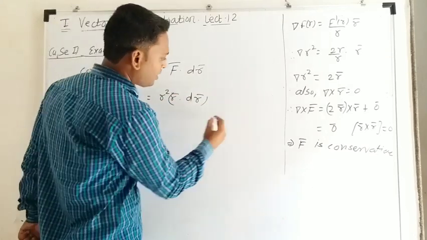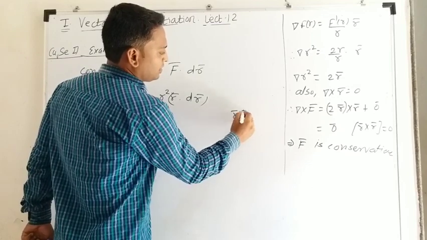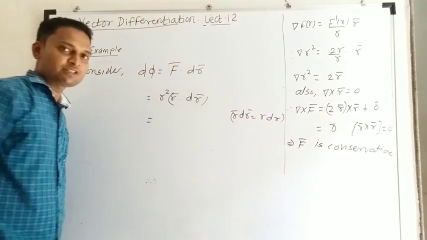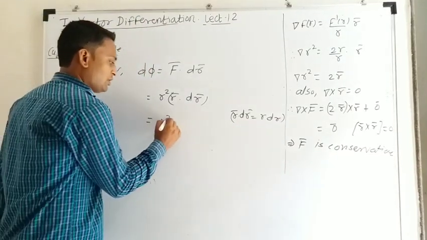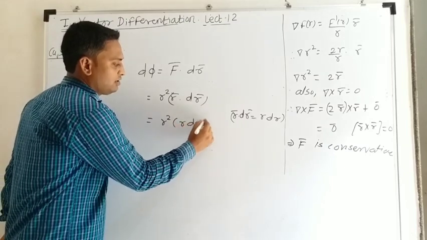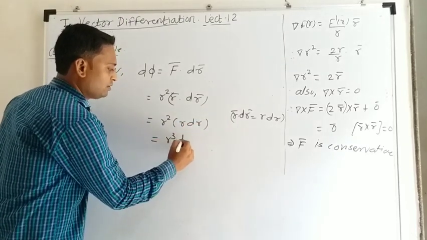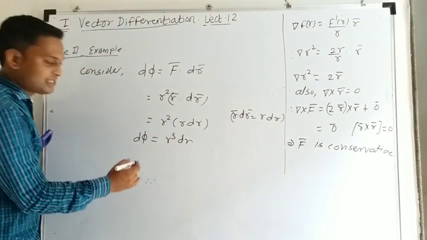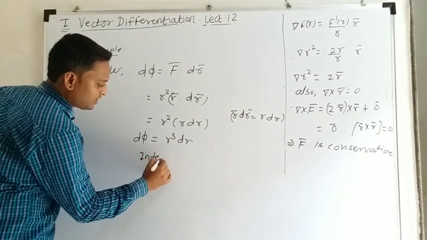So this can be written as, again, that result we are going to use: r bar dot dr bar equal to r dr. This also we have discussed. So r bar dot dr bar is r dr. So finally this will be equal to r cube dr, and on the left we have d phi, which is a differential equation in variable separable form. Integrate both sides.